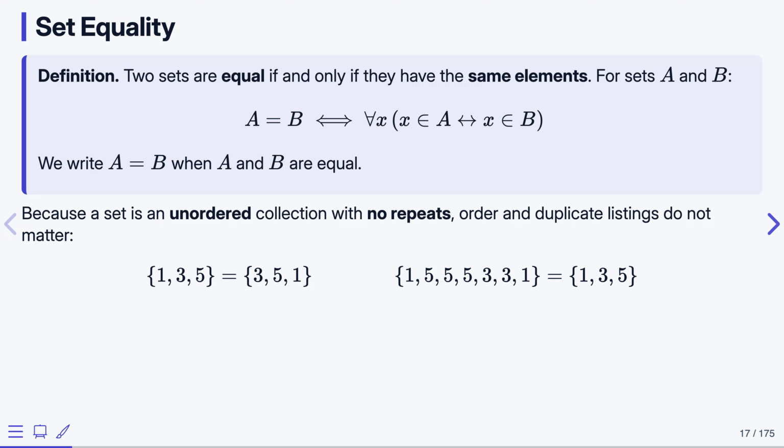Now the practical consequence. A set is unordered and it never counts repeats. So the order you list the elements in does not matter. The set {1, 3, 5} equals the set {3, 5, 1}. And listing an element more than once changes nothing. Only which elements are present matters.